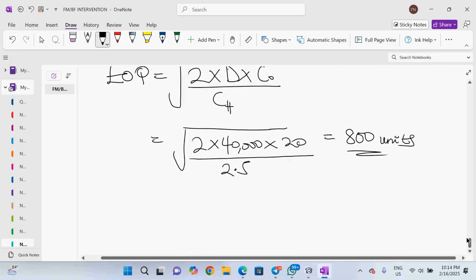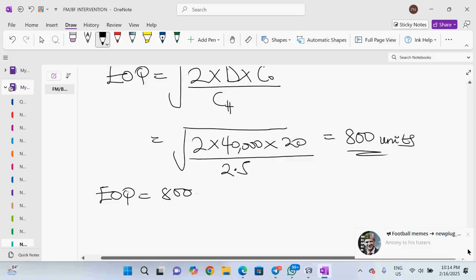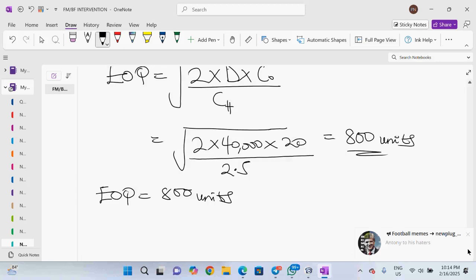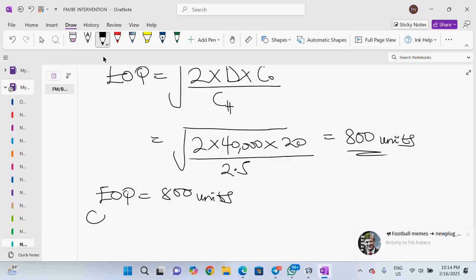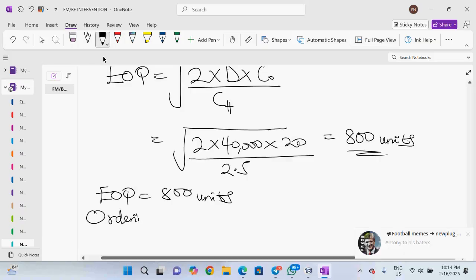So now let's use the 800 to also determine the cost of the EOQ. At 800 units, what will happen? What will be the ordering cost?